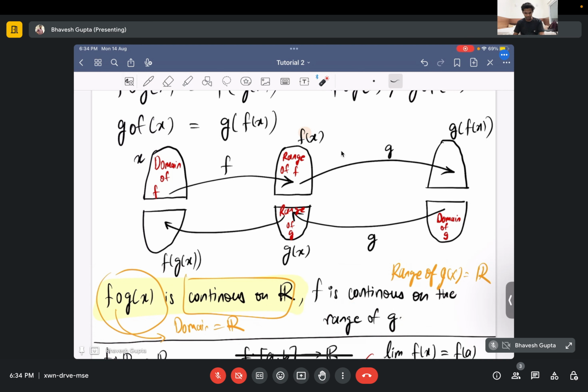Since the range of g is R, we can say the function f is continuous in R, and R is basically the real line. I hope this idea is clear. This is not a confusing topic to you, right?